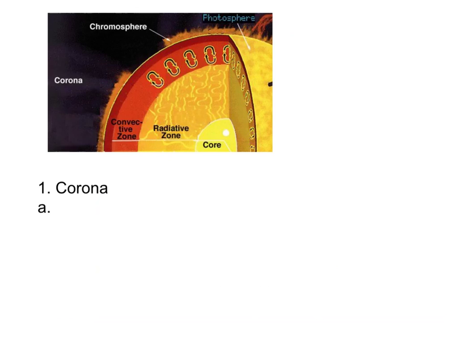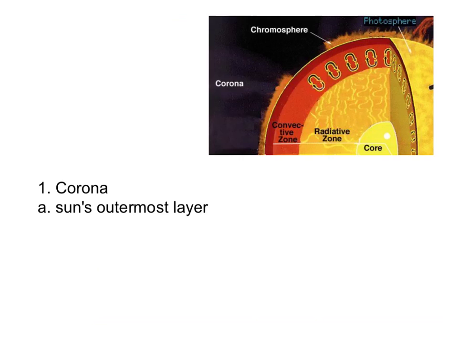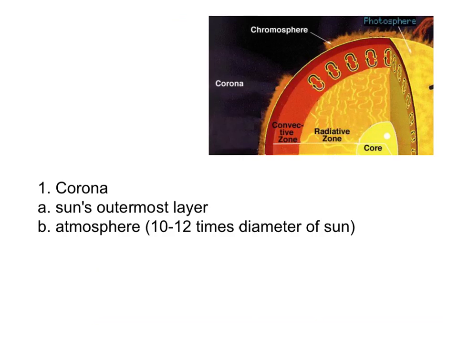The Sun is divided up into 6 different layers, the first of which is called the corona. The corona is the Sun's outermost layer. This layer creates an atmosphere that is actually 10 to 12 times the diameter of the Sun itself. And remember, we talked earlier in the week that the Sun will hold 1.3 million Earths. So an atmosphere that is 10 to 12 times greater than that is pretty amazing.